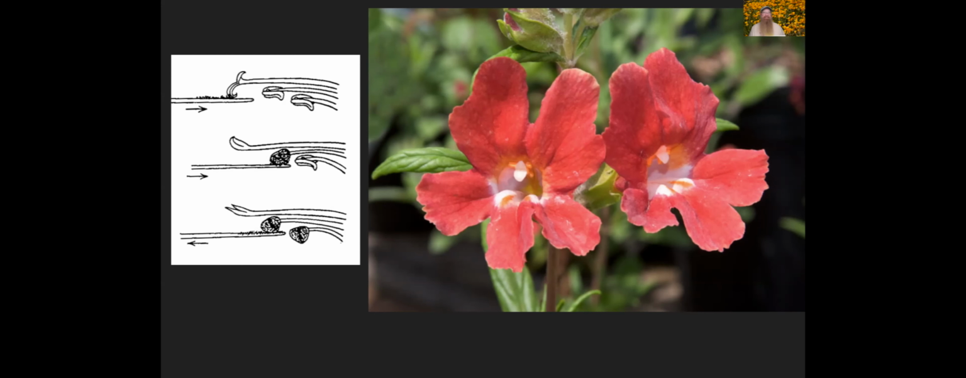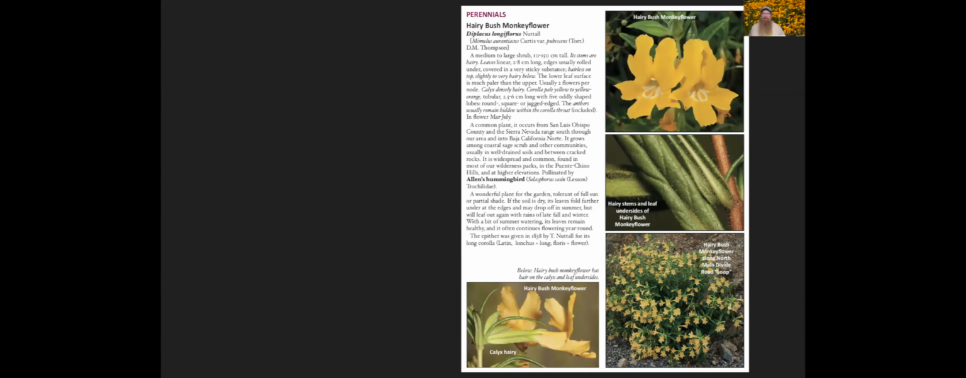They do the same thing, except the stigma lobes whack the bee on the back of the head and also on the thorax and pick up pollen. This is a page out of my book showing the hairy bush monkey flower, Diplacus longiflorus, a beautiful plant that grows in upper elevations of the Santa Ana Mountains, mostly north-facing slopes, also the north-facing slopes of the Chino Hills. Great place to see this. It is in cultivation. You could actually buy this plant, but they're nice and fuzzy and beautiful.